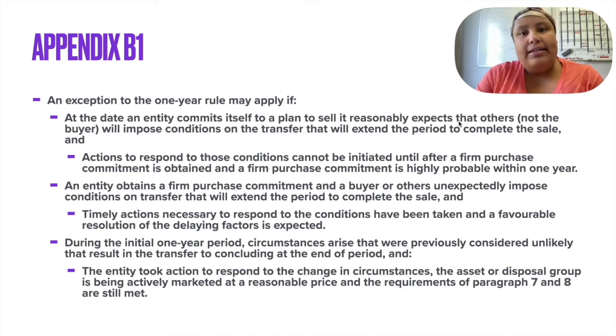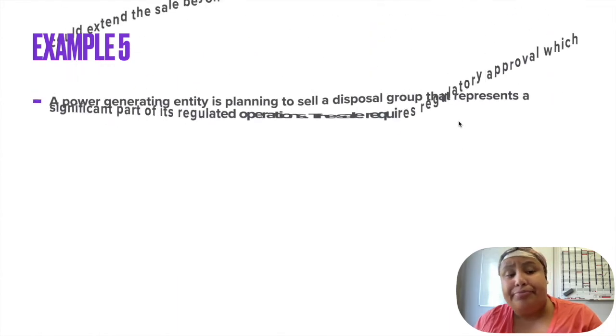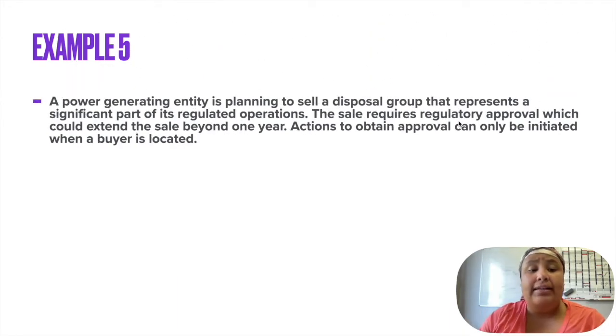So there are illustrative examples that further show where we could apply these exceptions. So let's have a look now at those illustrative examples. Okay, so the first example I want to focus on is example number 5. In example number 5, we're told that a power generating entity is planning to sell a disposal group that represents a significant part of its regulated operations. Now, the sale requires regulatory approval, and this could extend the sale beyond 1 year. So actions to obtain approval can only be initiated once a buyer is located. Okay, so they can't get the approval until they actually have a buyer.